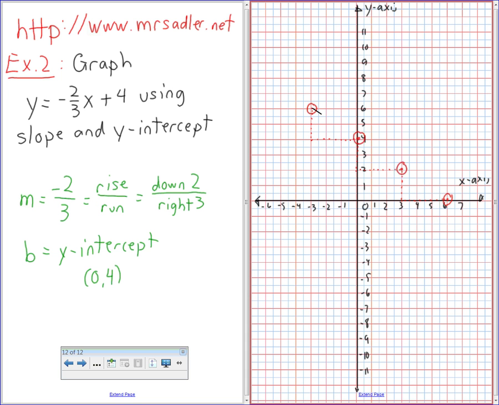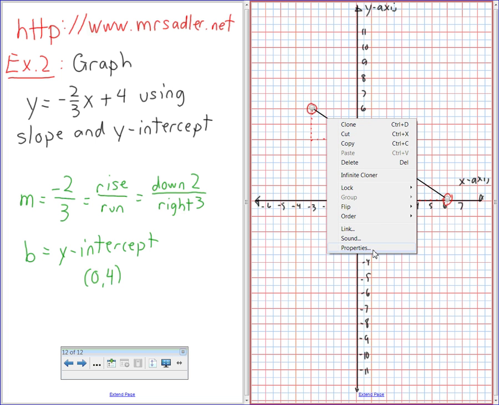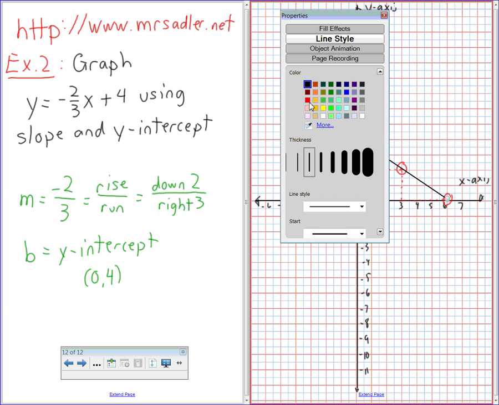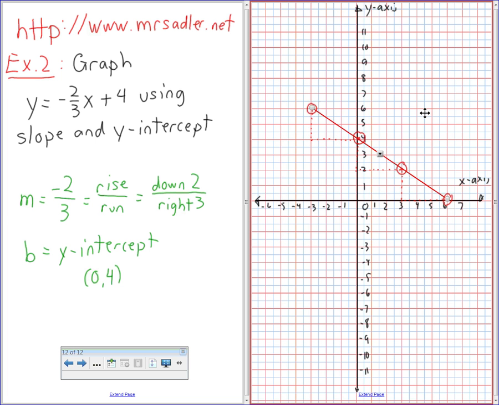I'm going to do a beautiful line here. Make that red. And we're going to put arrows on the end. I'll put arrows on the end and a title, and we're done. Y equals -2/3 x plus 4.